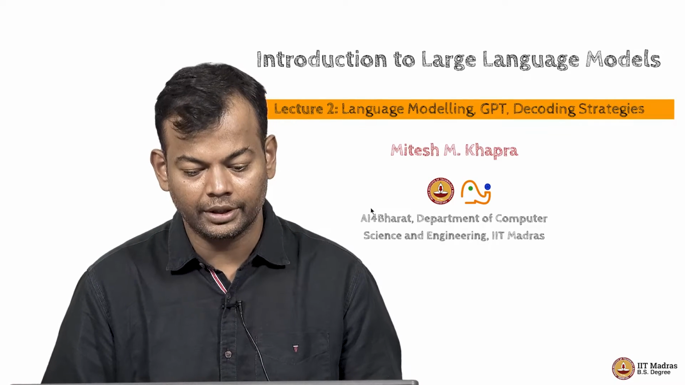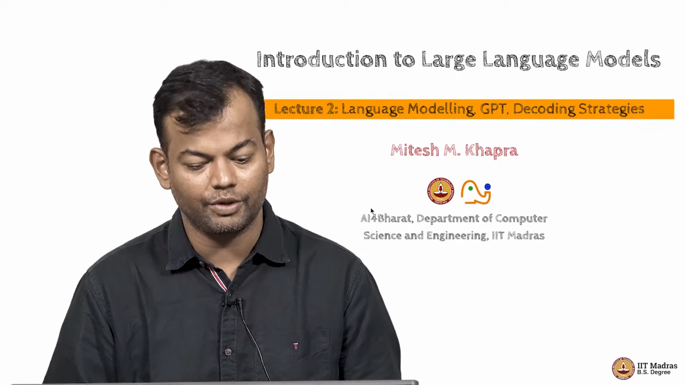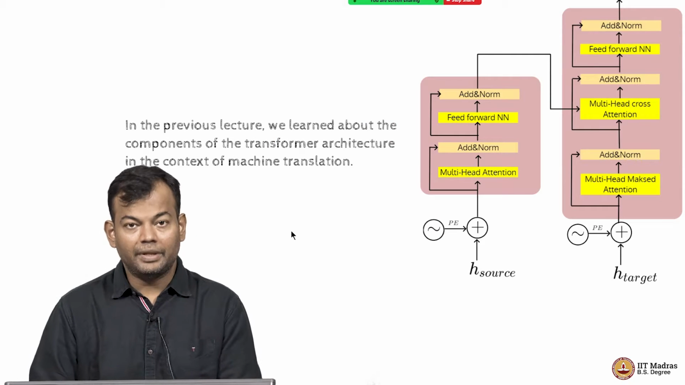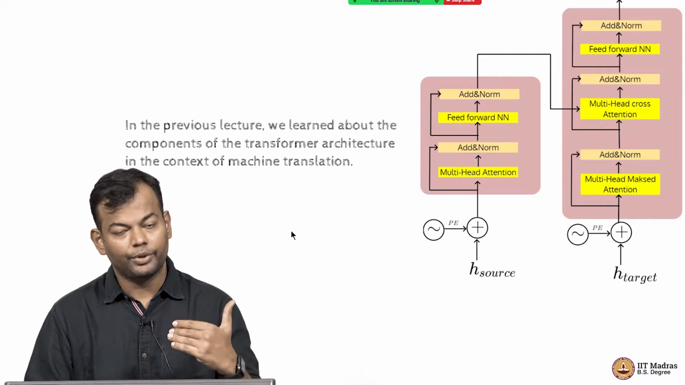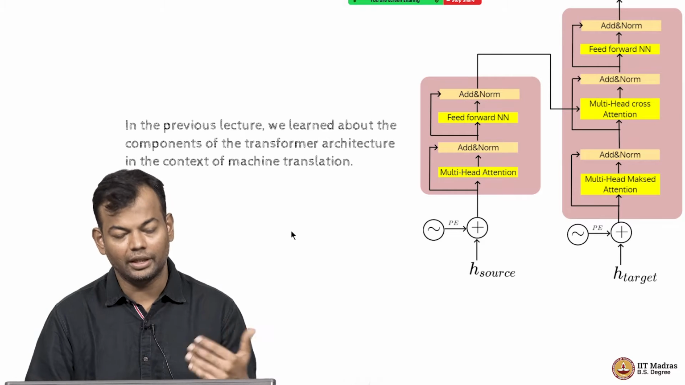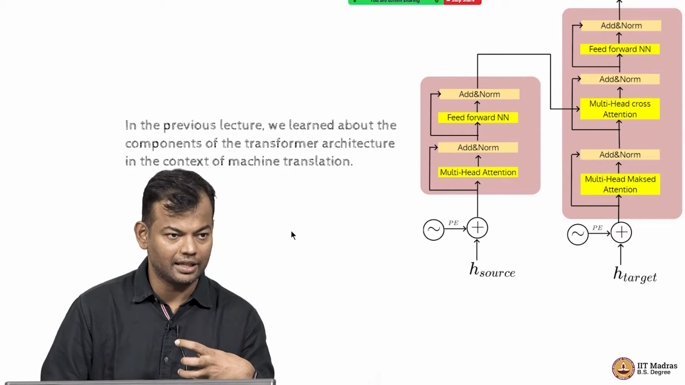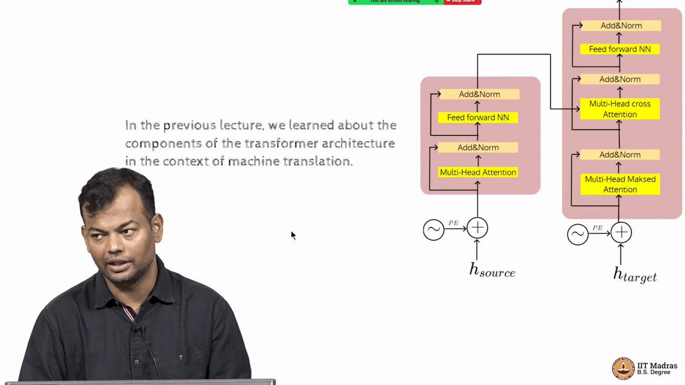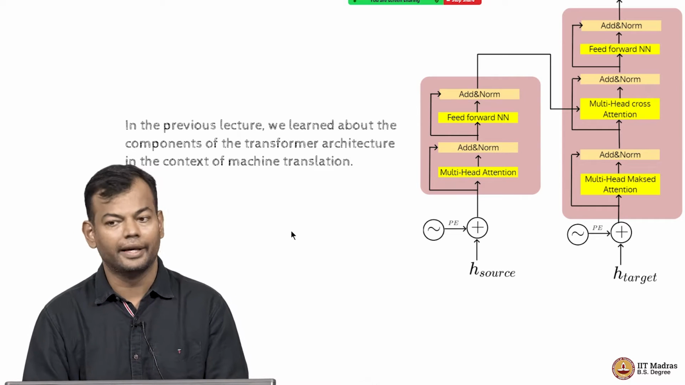So let's start with the first topic, which is language modeling, right? Let's look at where we are in the course right now. In the previous lecture, we learned about the components of the transformer architecture, and we did that in the context of machine translation, where I have an English sentence and I want its translation in Hindi or Tamil, and how do we do it?